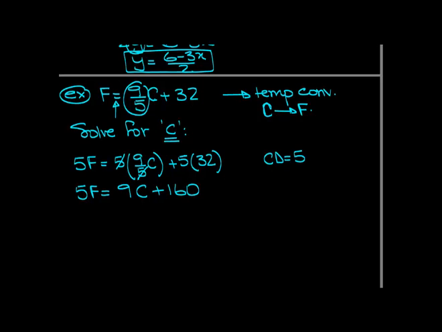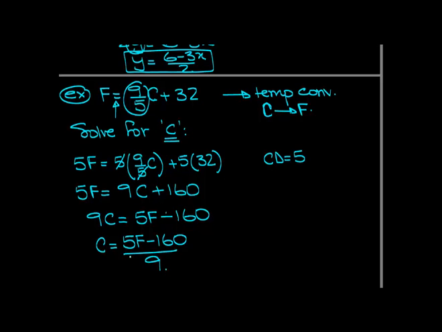So now that we got rid of our fractions, we can easily isolate the variable that contains the term that contains c. So it's 9c. So let's move the 160 to the opposite side. We get 9c is equal to 5f minus 160. And then you divide everything by 9. So we get c is equal to (5f minus 160) divided by 9.